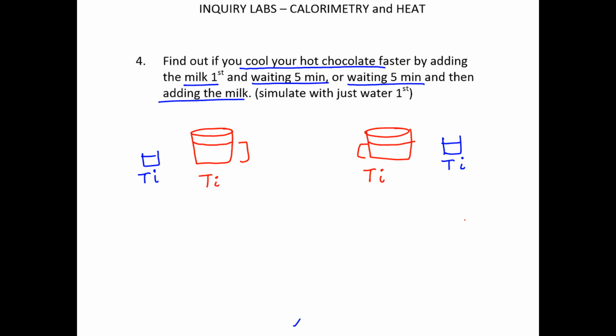And then you want to make sure that you compare which one ends up cooler out of the two. So for this one, you're going to add milk first, which of course is your cold water, and then wait 5 minutes. Whereas for this one, you're going to wait 5 minutes and then add the milk second. And think about it. Try to make a guess as to which one's going to work better, and then try it out in the lab.